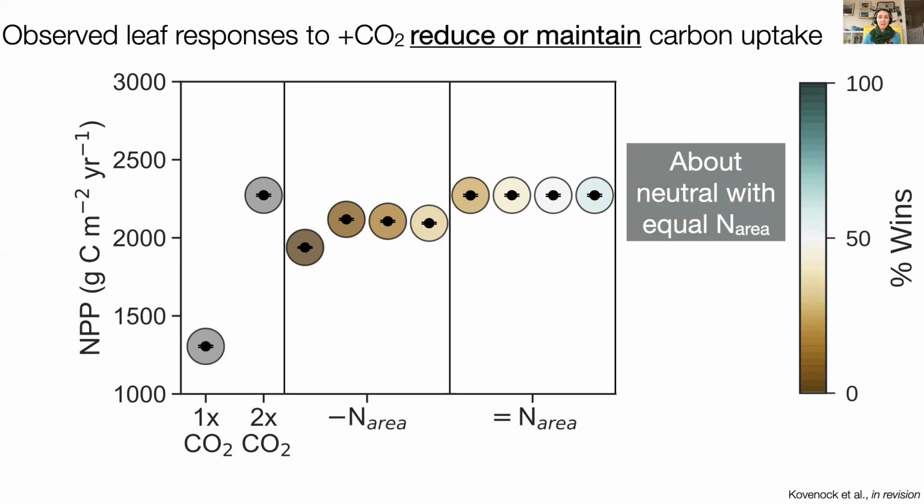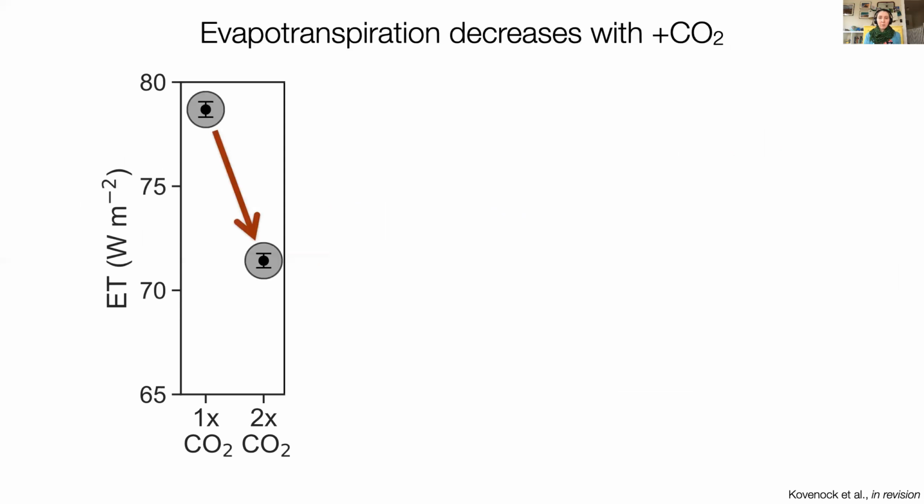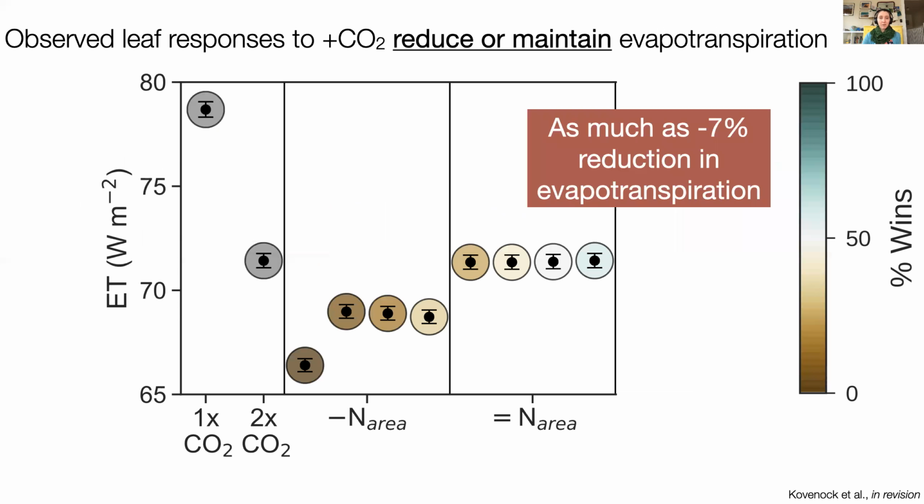And if we look at this hypothetical space where we did not observe any trees to respond, it's theoretically possible that there could be an increase in carbon uptake if plants are able to alter their leaf traits in a way that increases nitrogen per area. We'll look next at evapotranspiration. As we go from present day CO2 to future CO2, we see that the overall evapotranspiration rate of this ecosystem decreases. And this is due to stomatal closure associated with higher CO2 values.